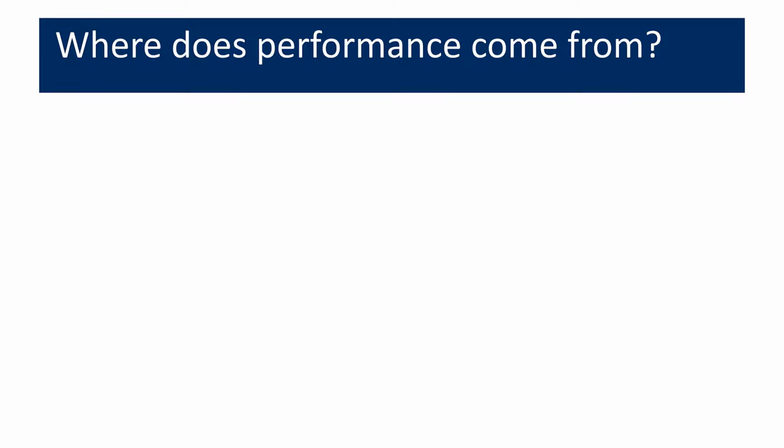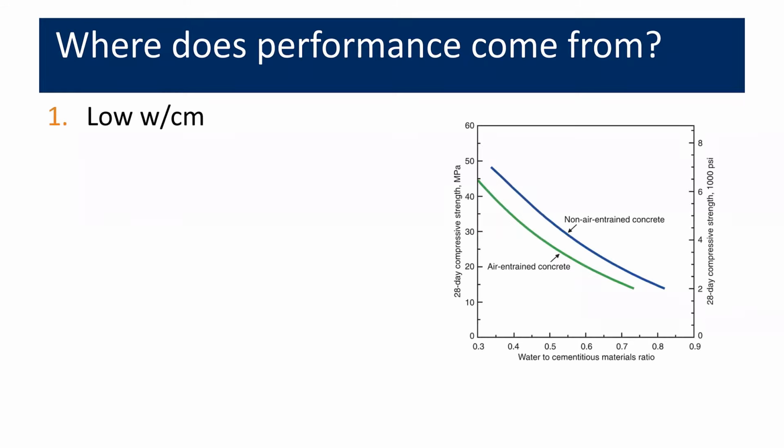So we're going to dive in a little bit deeper and talk about where that performance comes from. One thing that is going to contribute to some of that high performance is the ultra-low water to cement ratio of the UHPC. As John mentioned previously, UHPC is typically batched at water to cement ratios of 0.2 or less, which is even off the chart that I'm showing here in this figure. Naturally, at those low water contents, you're going to see significant benefits in terms of material performance and compressive strength in particular.